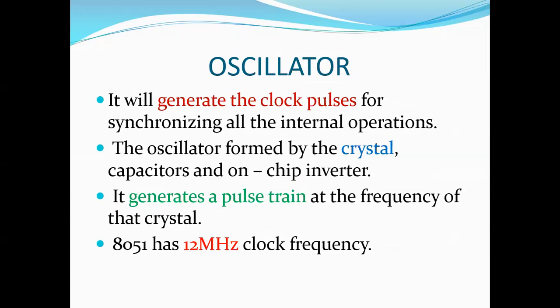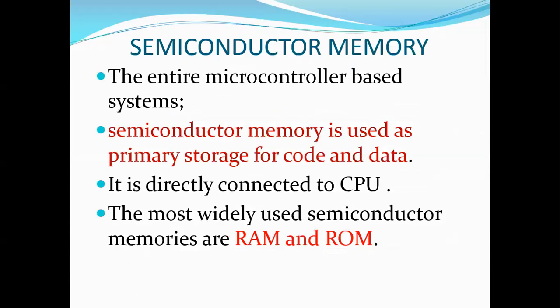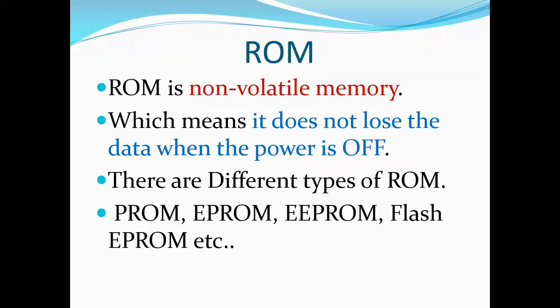It generates a pulse train of 12 megahertz. Semiconductor memory: inside the 8051, we are using semiconductor memory. The semiconductor memory is used as primary storage of code and data, for storing different codes and different data. For this purpose, we are using memories. Here, there are two types of memory, RAM and ROM, which we already discussed. The ROM is non-volatile. Non-volatile means no voltage is required to retain data. If the power is off, it will still retain the data.